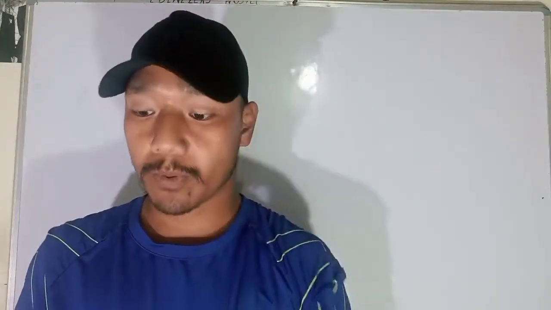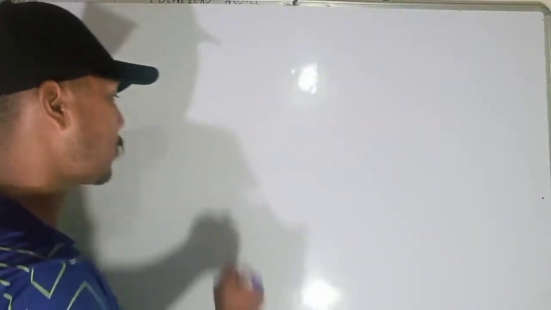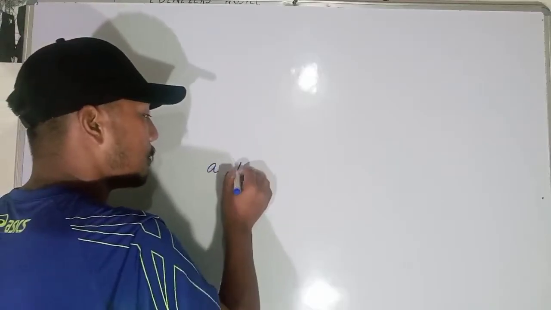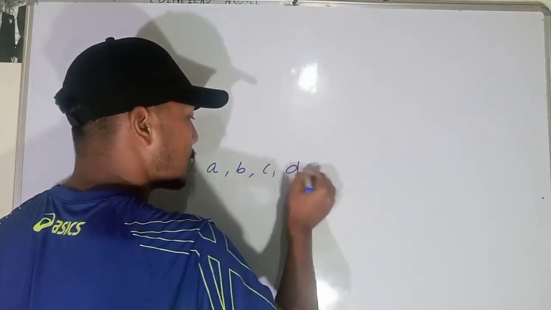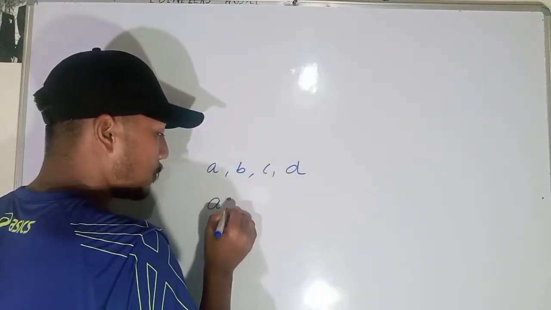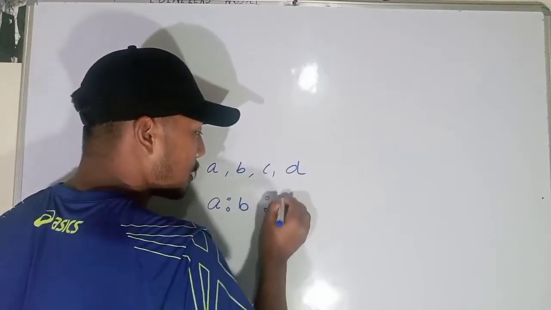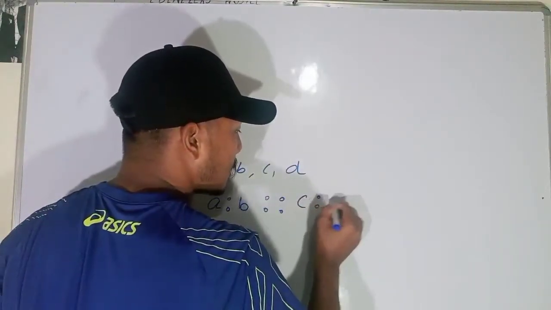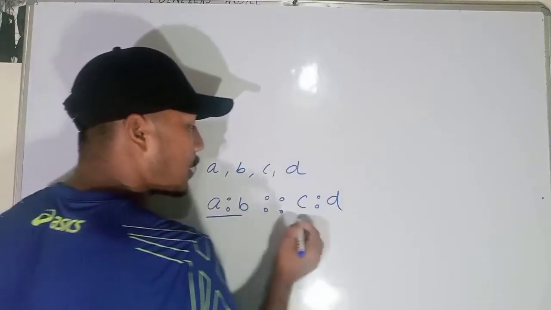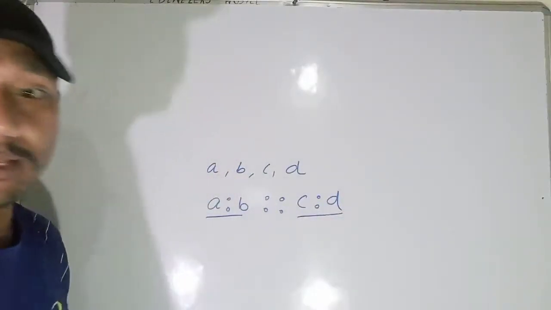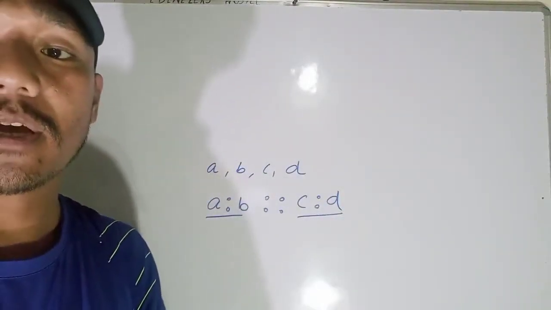Today we'll discuss proportions. So what are proportions? There are four quantities we are taking, let's say quantity A, quantity B, quantity C, and quantity D. A is to B, and C is to D. If these two quantities and these two quantities are equal, then we say they are in proportion.